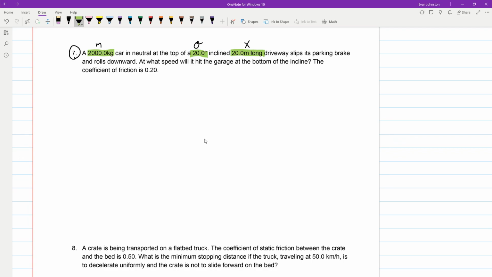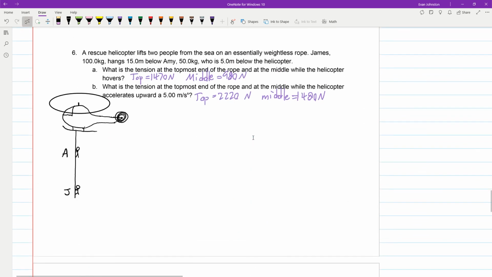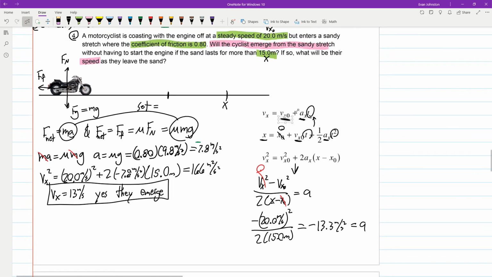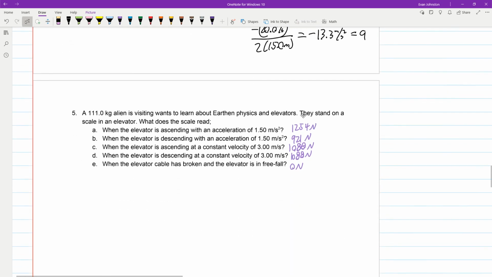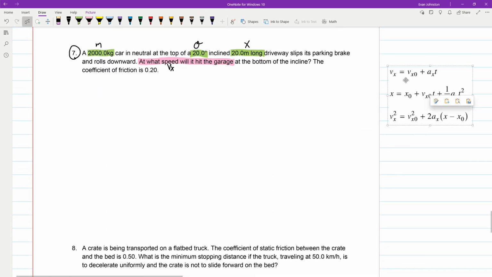It slips its parking brake. Oh no, it starts to roll downhill. At what speed will it hit the garage at the bottom? So they're asking us to find this final velocity, v_x. We're probably going to need to use one of these equations again. We're going to have to use some unit 1 stuff, and this is why we spend a lot of time practicing those equations, because they keep coming back. They're going to creep back in for a while now. We're also told the coefficient of friction is 0.2, so we know mu. Sweet.